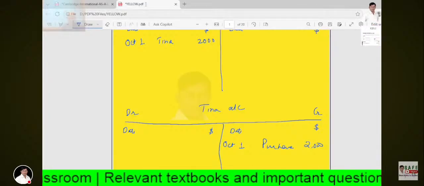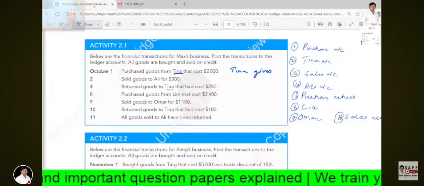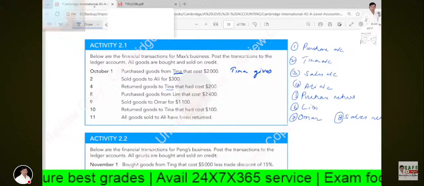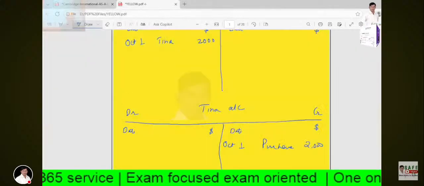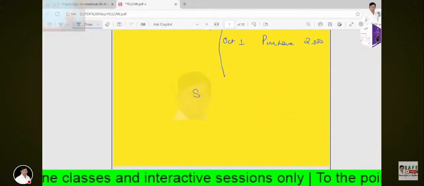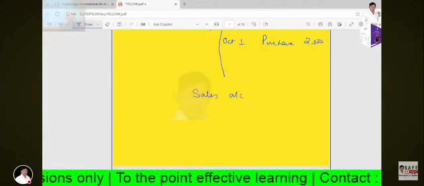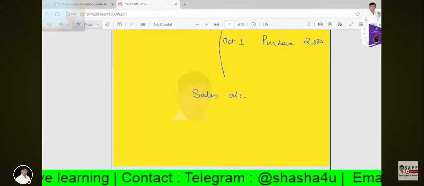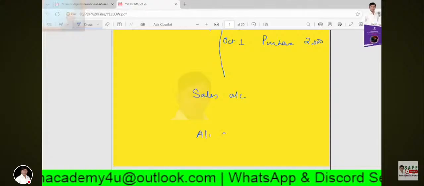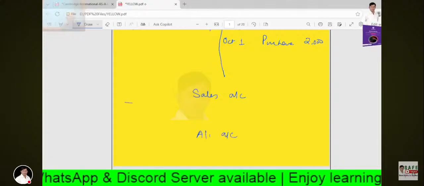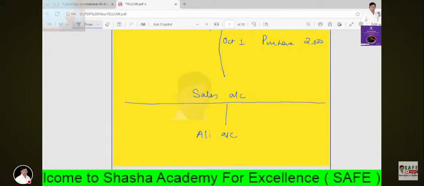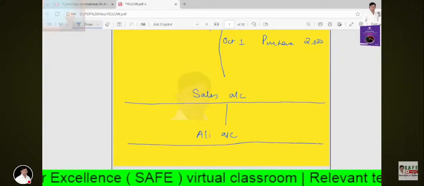So next, coming to the next. Sold goods to Ali for $3. So sold goods to Ali. Now we have to prepare sales account and Ali account. Sales account and Ali account.